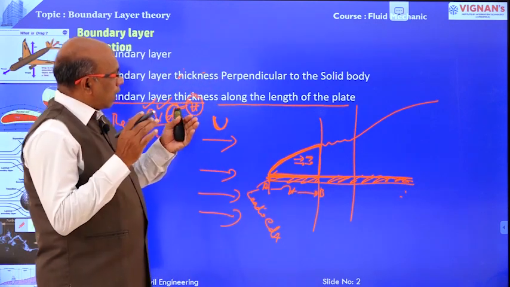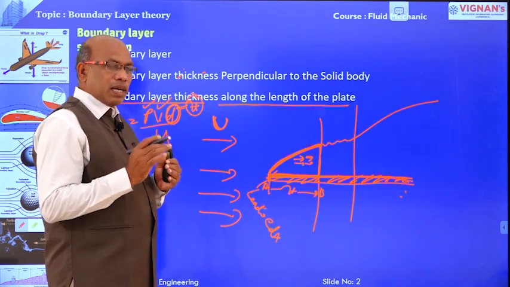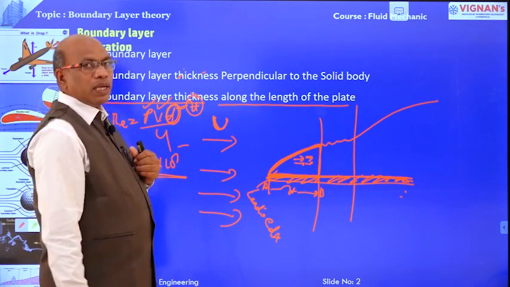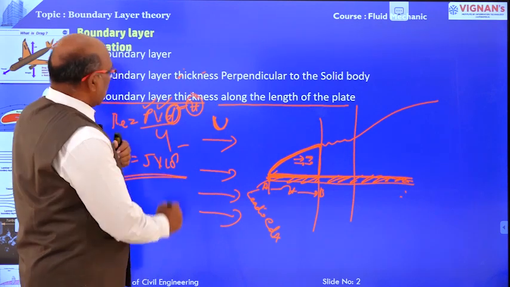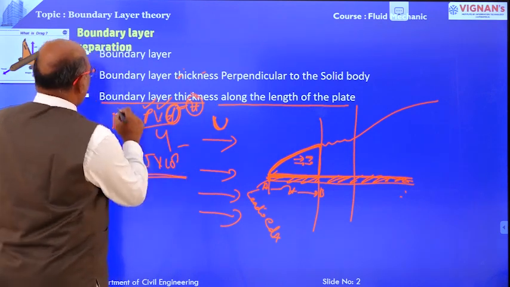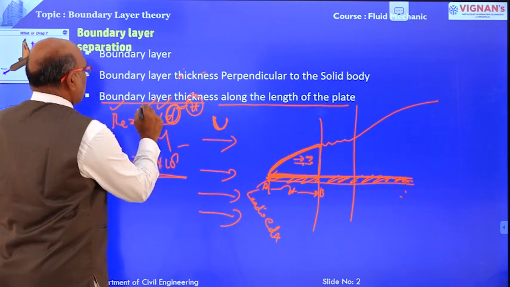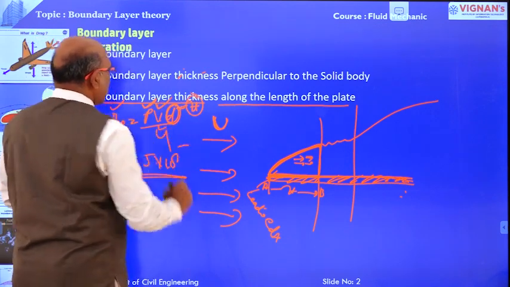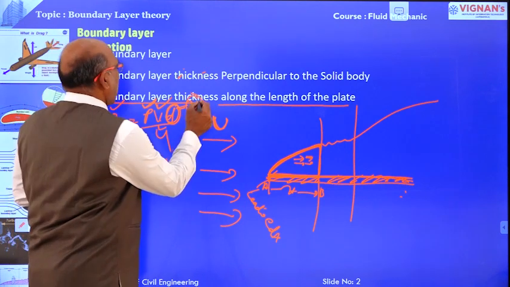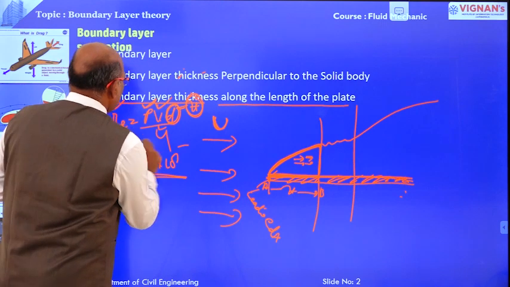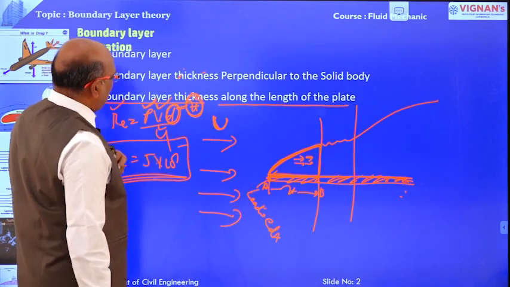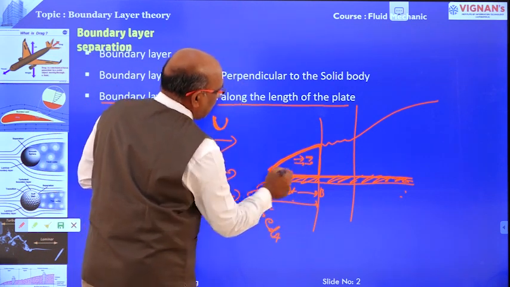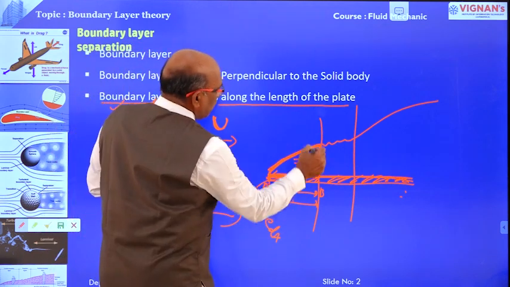The laminar zone corresponds to a Reynolds number of 5 into 10 power 5. The Reynolds number is given as 5 into 10 power 5, the density and velocity of the fluid are known, and the viscosity is also given. The only unknown is x, which is determined using the Reynolds number of 5 into 10 power 5. That is the laminar boundary layer zone.